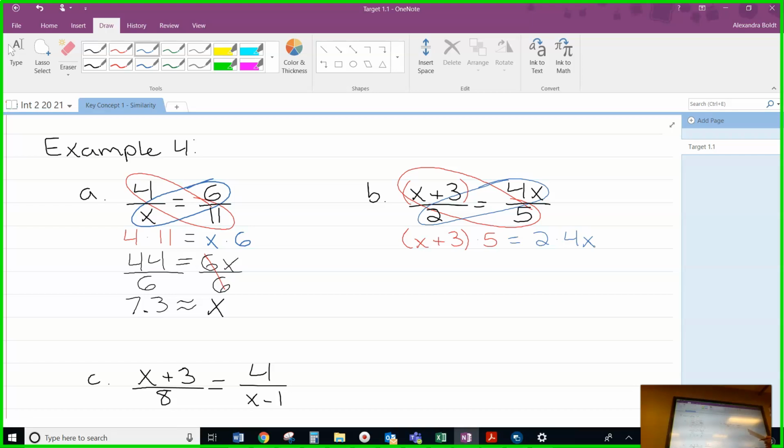Okay. So since there is this plus or minus sign, we have to distribute. So I have to do 5 times x, which is 5x, and then 5 times positive 3, so I get plus 15. Equals 2 times 4x, which is 8x.